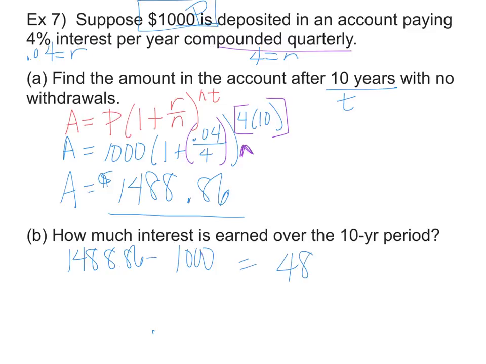You earned $488.86 in 10 years. Cool. That's what you're looking for there. Keep in mind, this is a 4% interest compounded quarterly, so only 4 times a year is whenever you earn that interest. That's about right. Let's try another one.